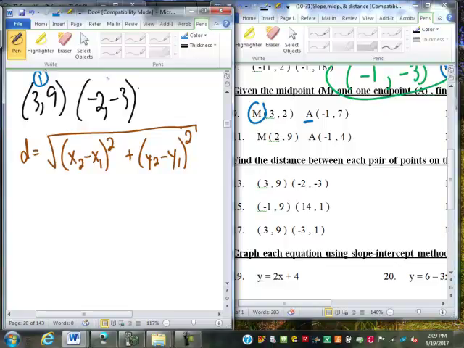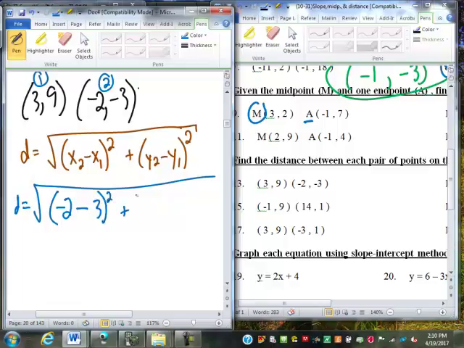So if I call this point 1 and point 2, what's going to go into my formula here? What's going to go in here for x2? Negative 2, good. Minus 3 is x1. Perfect. What goes in for y2? Negative 3, and then minus 9 is y1. Very good. So then next, what is negative 2 minus 3?